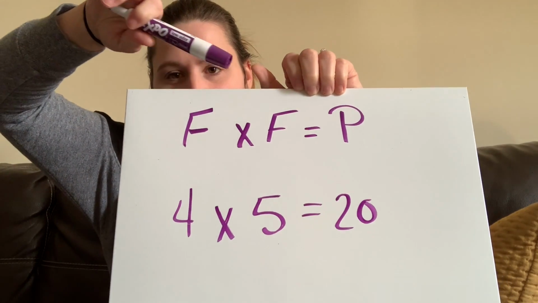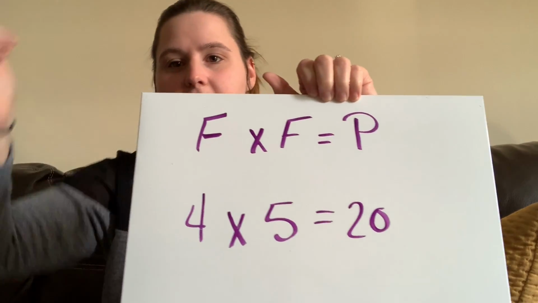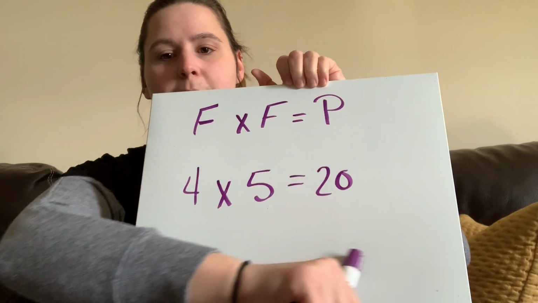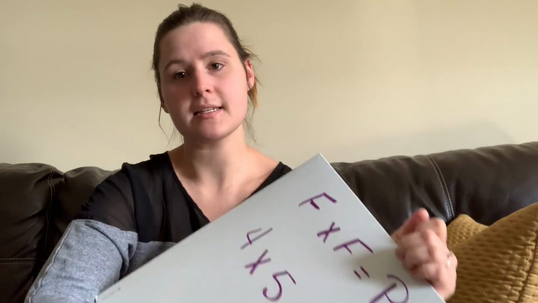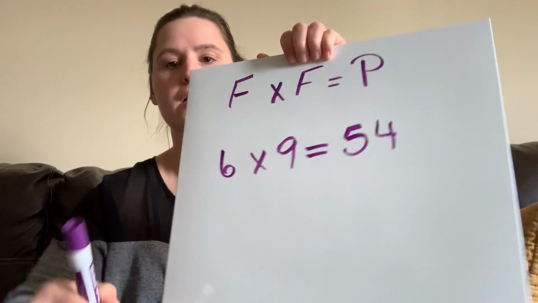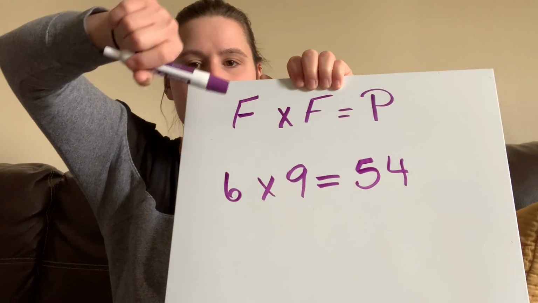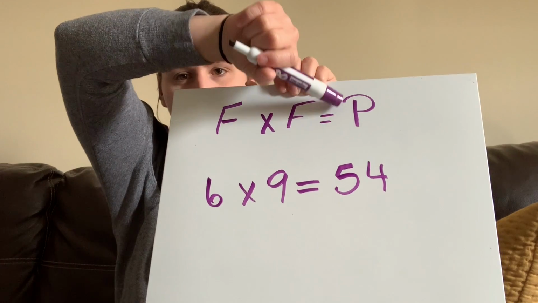So I have that written up on the board, and I switched it around. So I put my factor times factor equals product over here, and then I'm going to start putting our number sentences down here. So what if my factors were 6 and 9? What would the product be if my factors were 6 and 9? They would be 54. Okay, so 6 times 9 gave me a product of 54.